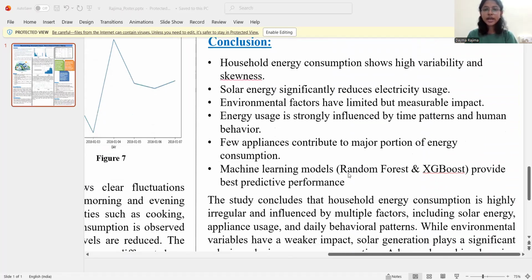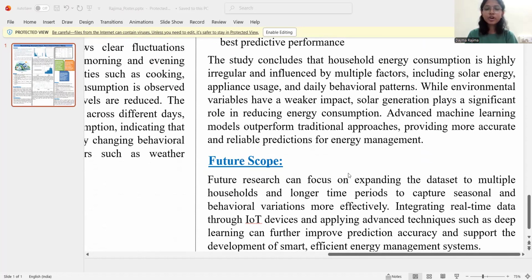Conclusion. Household energy consumption shows high variability and skewness. Solar energy significantly reduces electricity usage. Environmental factors have limited but measurable impact. Energy usage is strongly influenced by time patterns and human behavior. A few appliances contribute to a major portion of energy consumption. Machine learning models such as random forest and XGBoost provide the best predictive performance.